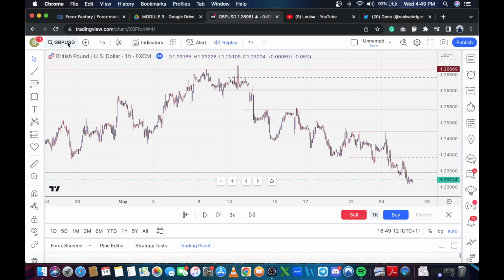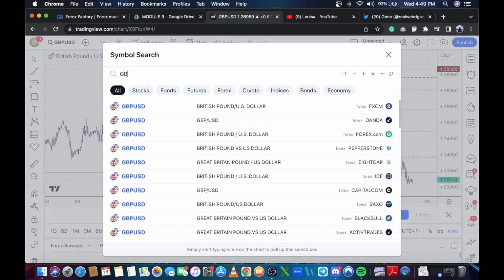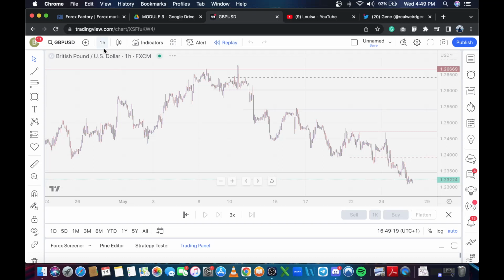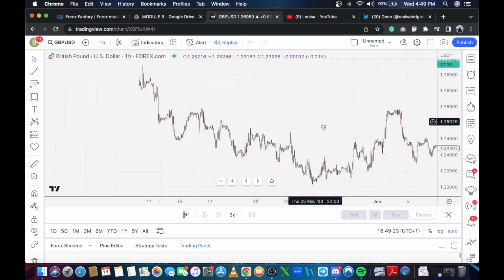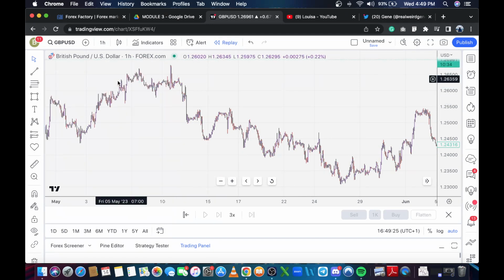So let me go and use a plain empty chart of British pound. Let's use forex.com, so I don't remove my markings on the price that I use.